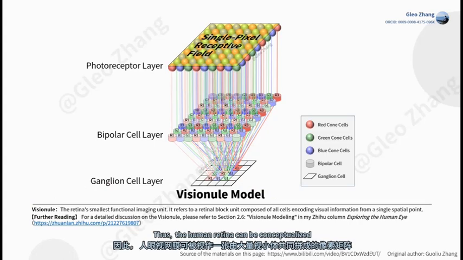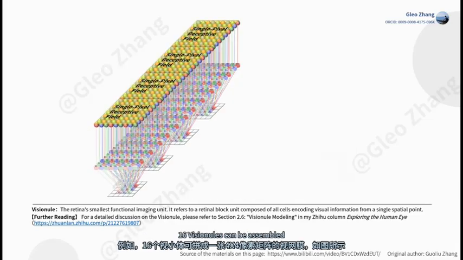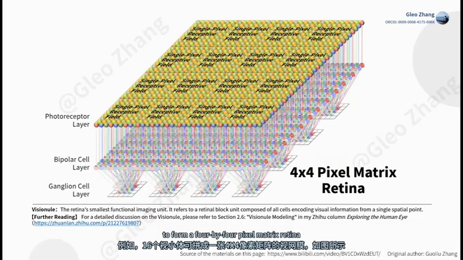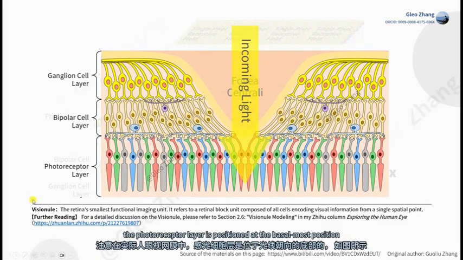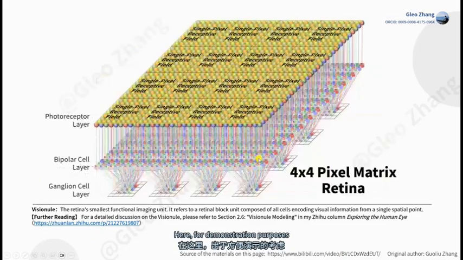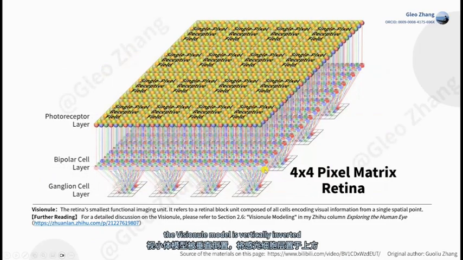Thus, the human retina can be conceptualized as a pixel matrix formed by numerous contiguous vision neurons. For example, 16 vision neurons can be assembled to form a 4x4 pixel matrix retina, as shown in the figure. Note that in the actual human retina, the photoreceptor layer is positioned at the basal-most position relative to the light path direction, as illustrated. Here, for demonstration purposes, the vision neural model is vertically inverted, placing the photoreceptor layer on top. Please take slight note of this distinction. When aligning with the actual retinal structure, the vision neural model should be orientation reversed.